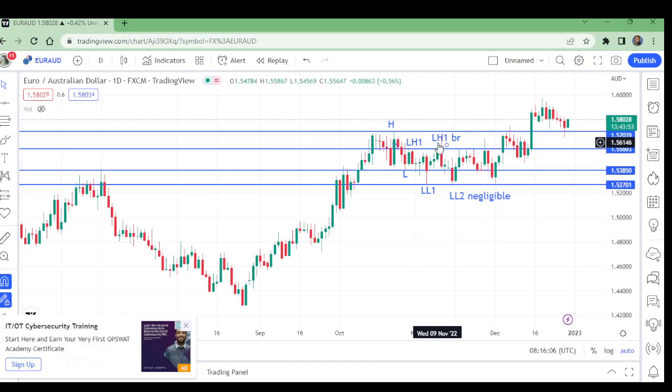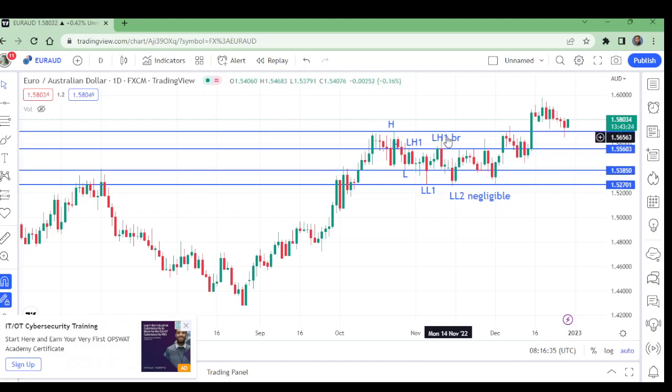the market is not coming down from the lower high 2. This would have been acceptable in the condition when the market would have been coming down from this level, below this level. But now lower high 1 was broken to the upside. That was the reason that this lower low 2 was negligible.